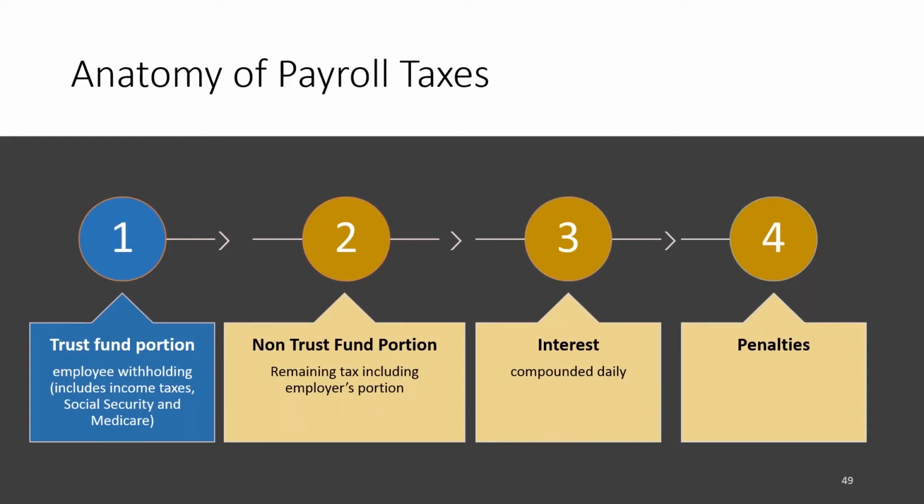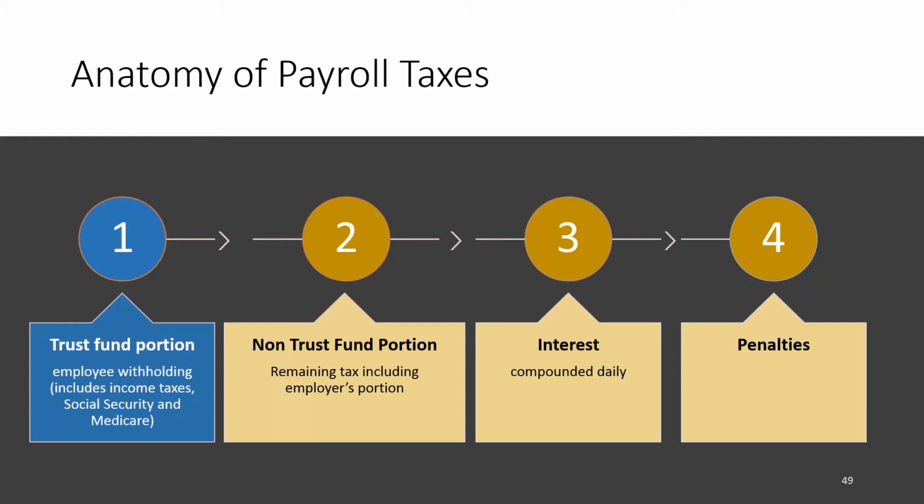Let's take a look at what payroll taxes look like. They consist of 4 or 5 portions, depending on how you look at it. We have the trust fund portion of the liability. That's the amount you withheld from people's pay. We have the non-trust fund portion of the liability. That's the matching share of Social Security and Medicare. If you don't pay them on time, we have the interest and we have penalties. We also have the interest on the penalties, but we're just going to call it interest and penalties. That's why I say 5. So trust fund, non-trust fund, interest and penalties.